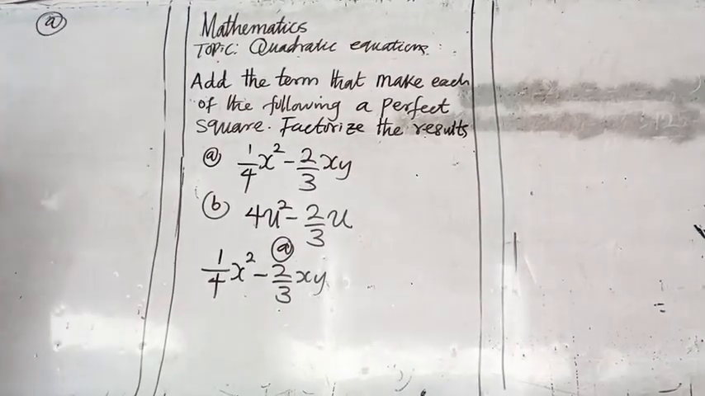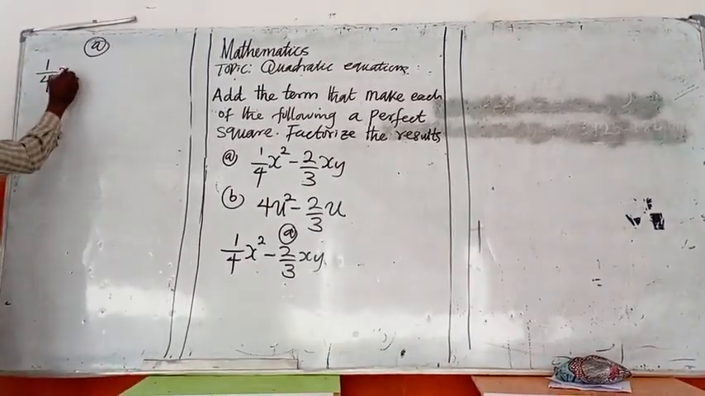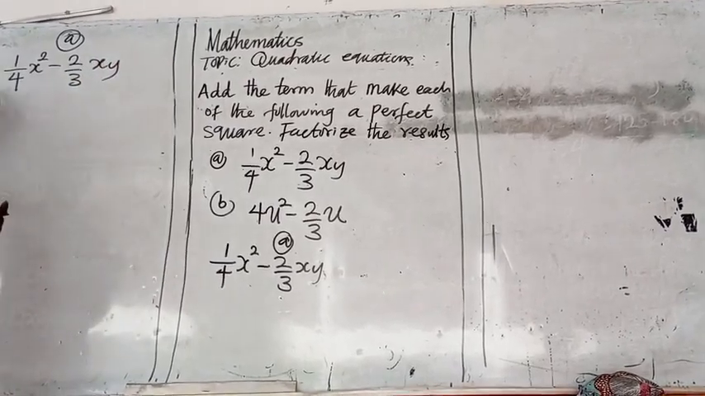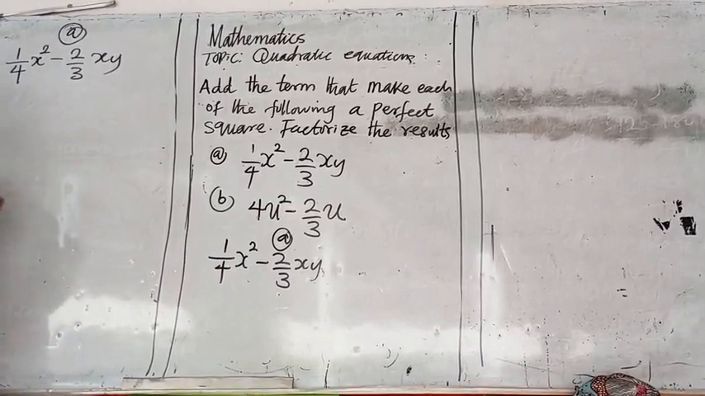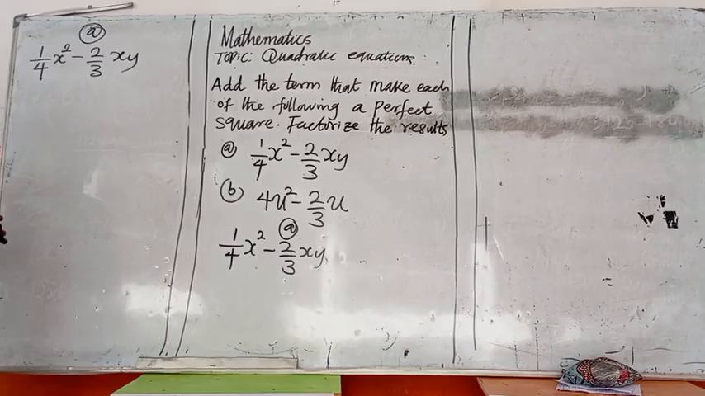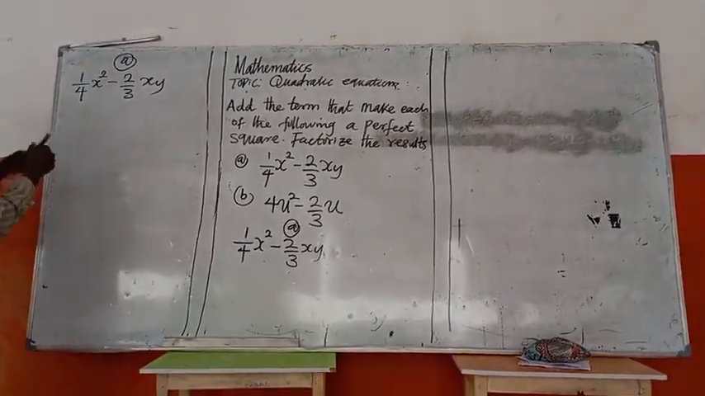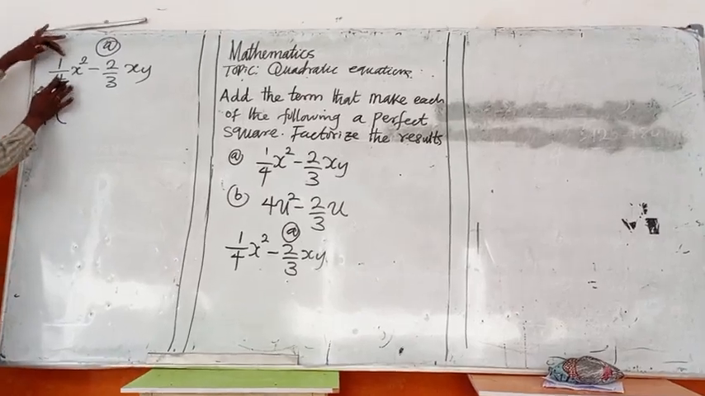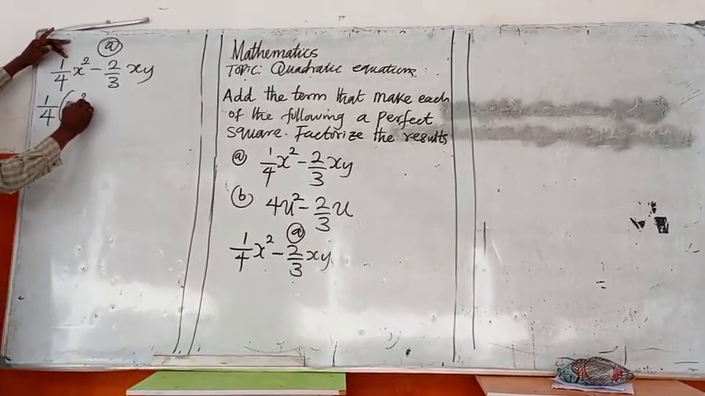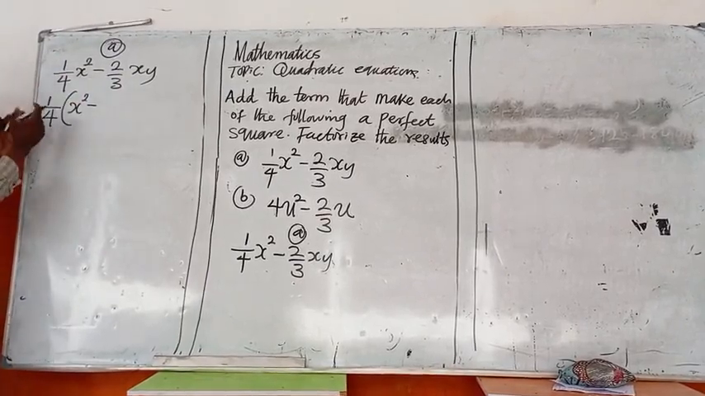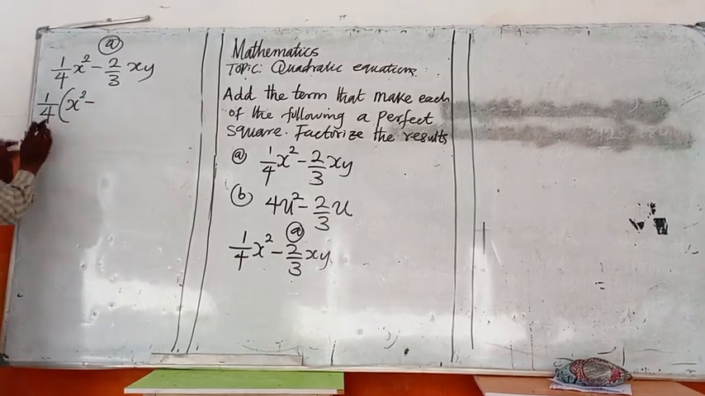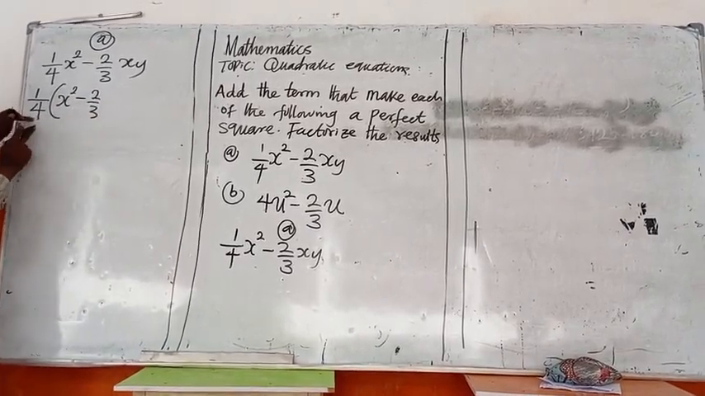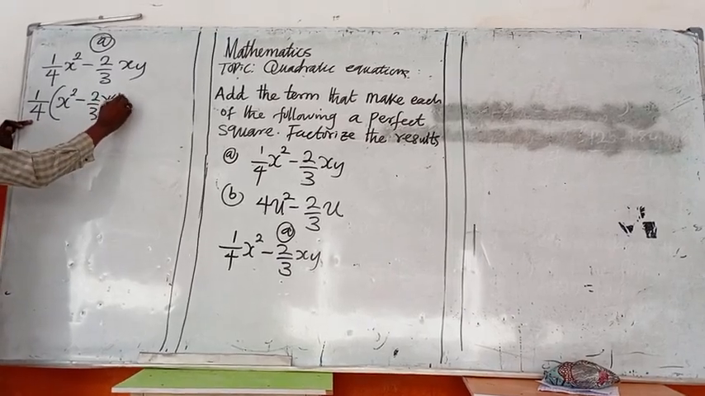A, we have 1/4 s squared minus 2/3 s. In my previous video, there was no coefficient of s squared, but in this one there is a coefficient. So what we are going to do is take this 1/4 out, open bracket. If I remove 1/4 out here, it will remain s squared, which means this value will change because removing 1/4 affects this. And since this is a fraction, it will be 2/3 times the denominator here, times 4, then s.